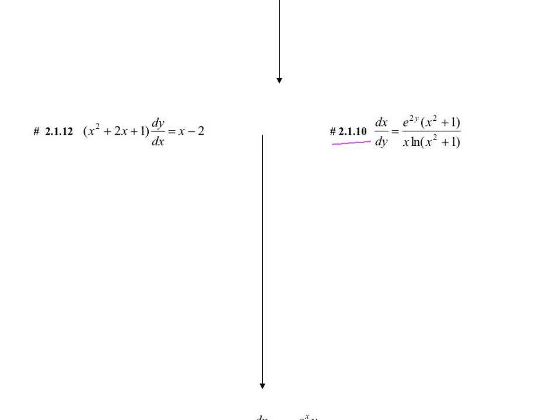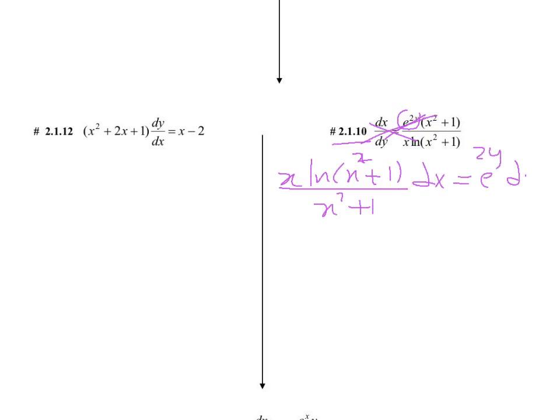Another exercise is number 10. Again here, the separation is very obvious. You can bring the dy here with e to y and bring the x function this side. So you can say x ln x squared plus 1 divided by x squared plus 1 dx and e to y dy. And then integrate both sides.